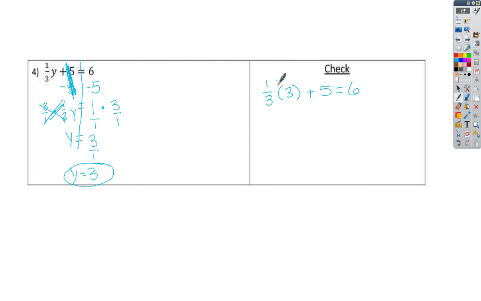So let's try to solve it. Remember that this 3 is technically over 1, so we can do 1 times 3, which would be 3. 3 times 1, which would be 3, plus 5 equals 6. 3 divided by 3 is 1, plus 5 equals 6. 1 plus 5 is 6, so 6 equals 6. This is true, so y equals 3 is our answer.